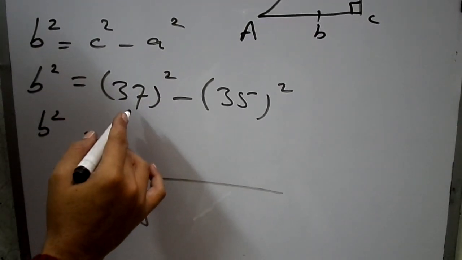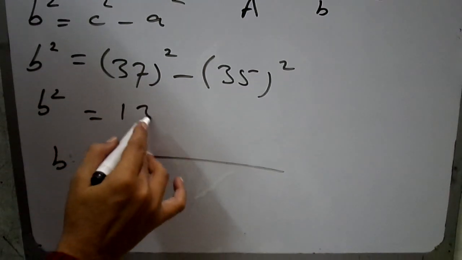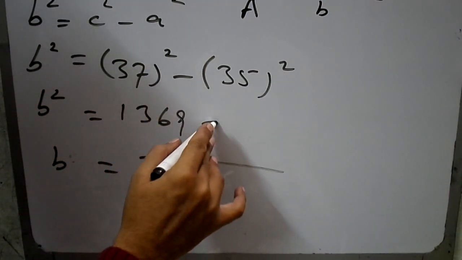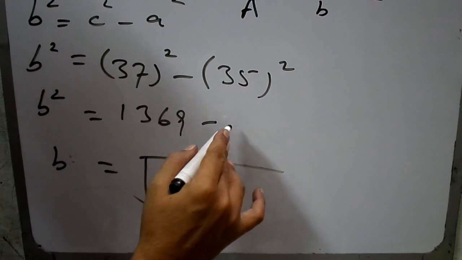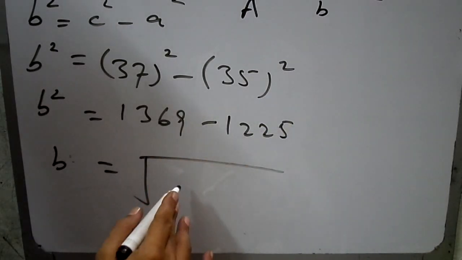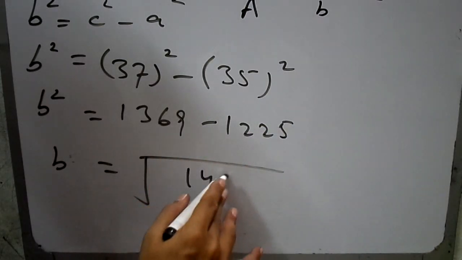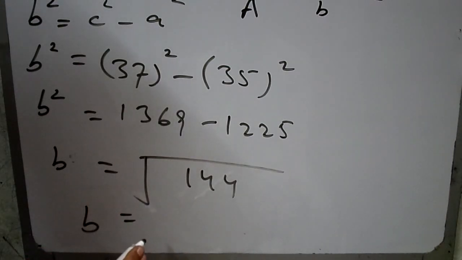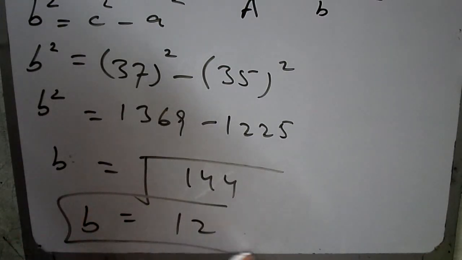So 37 square you will get 1369, and 35 square you will get 1225, so subtracted you will get 144. So the value of B is 12 centimeter. So that is the result.